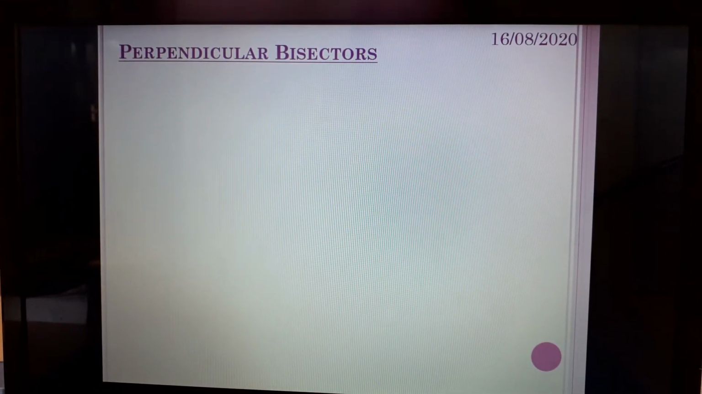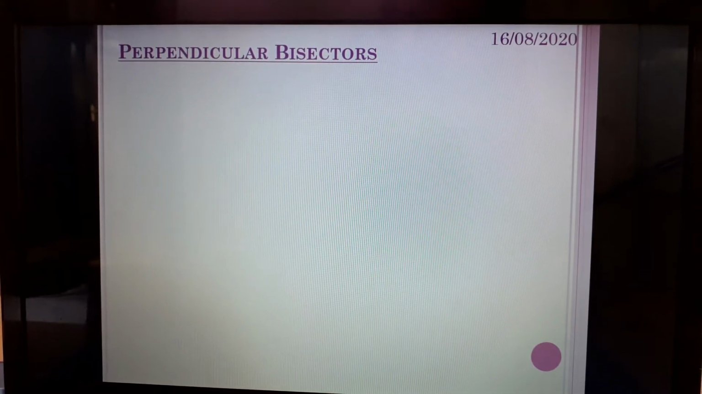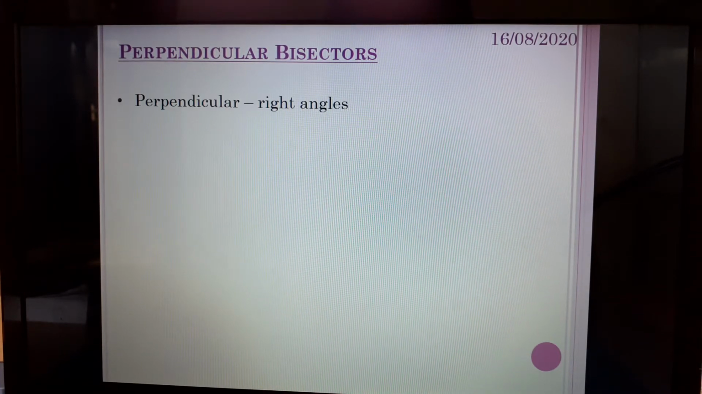Hello, and today we're going to look at perpendicular bisectors. Now the clue to what a perpendicular bisector is is in the name. Okay, we're going to split this up and look at the two words separately. So perpendicular means at right angles, and bisector means to cut in half. Bisect means to cut in half.